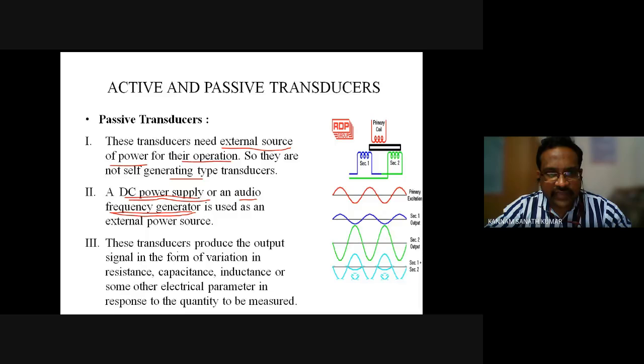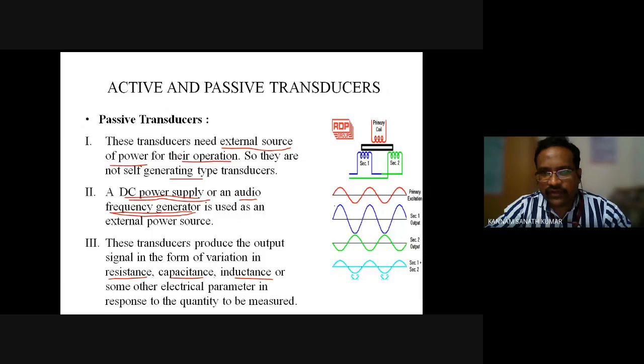These transducers will produce the output signal in the form of variations in resistance, capacitance, or inductance. So either it will give an output in terms of resistance, or capacitance, or inductance.